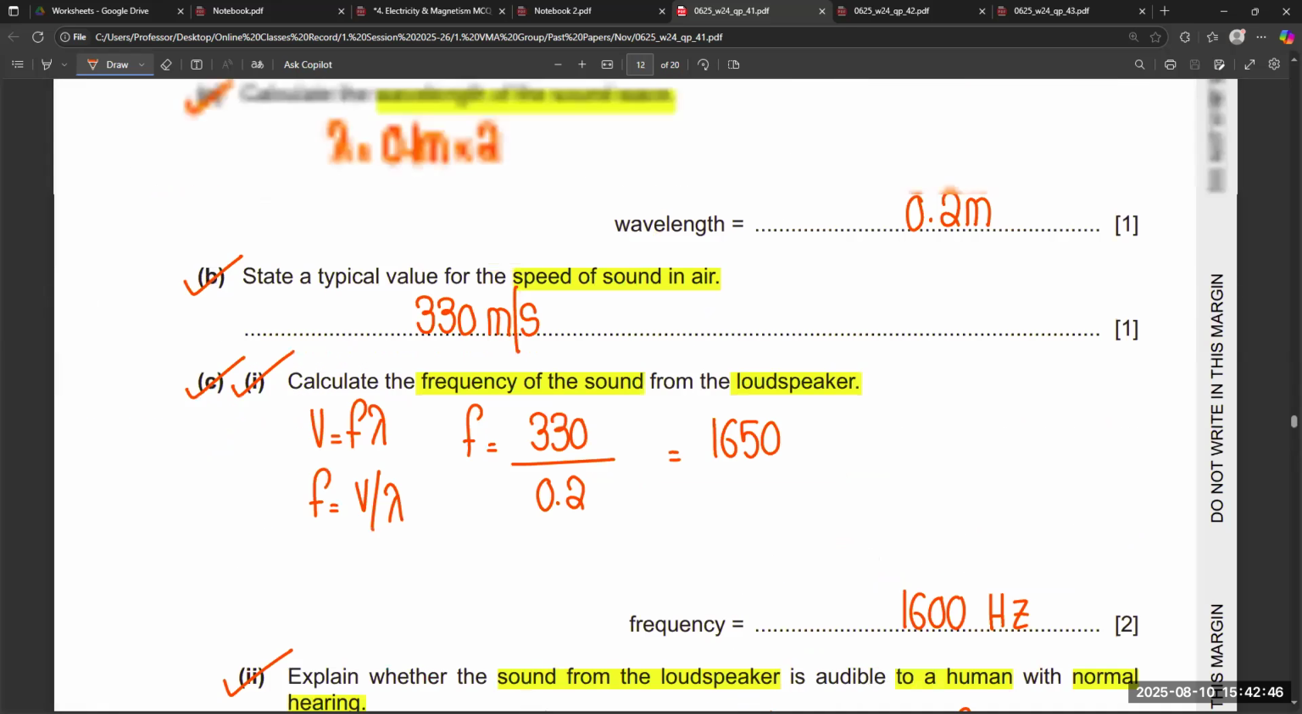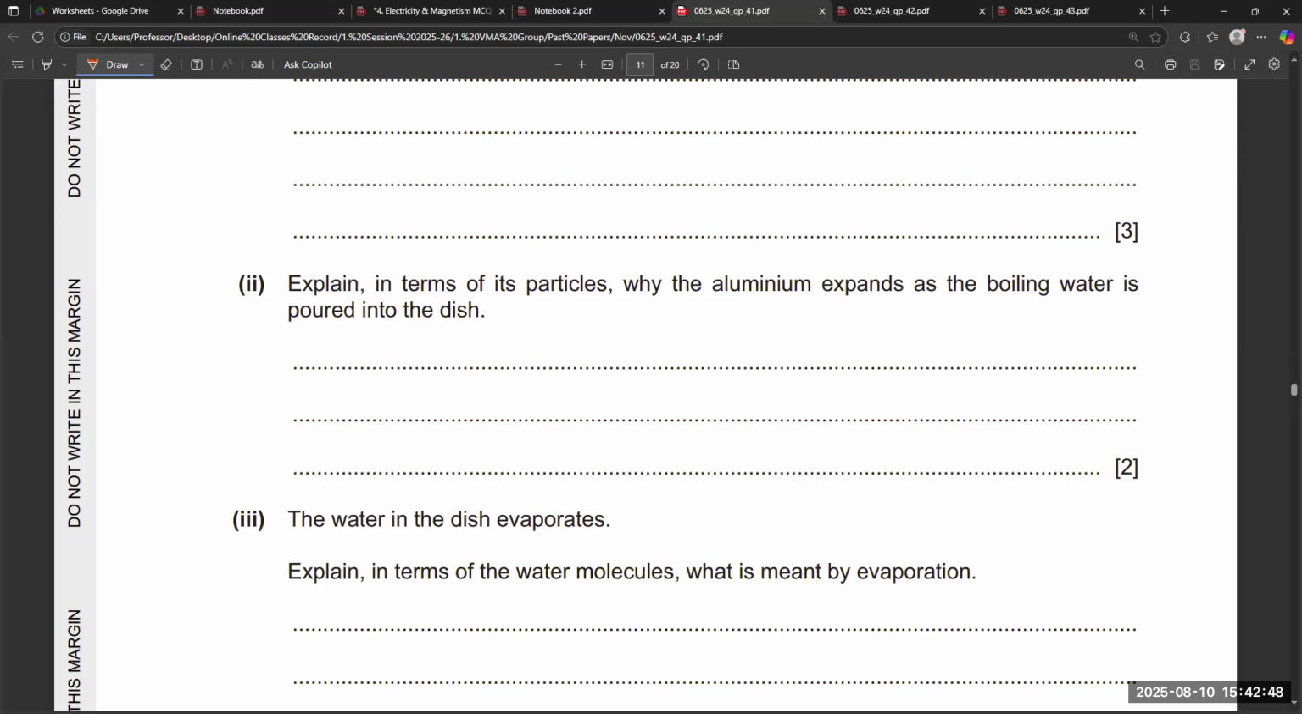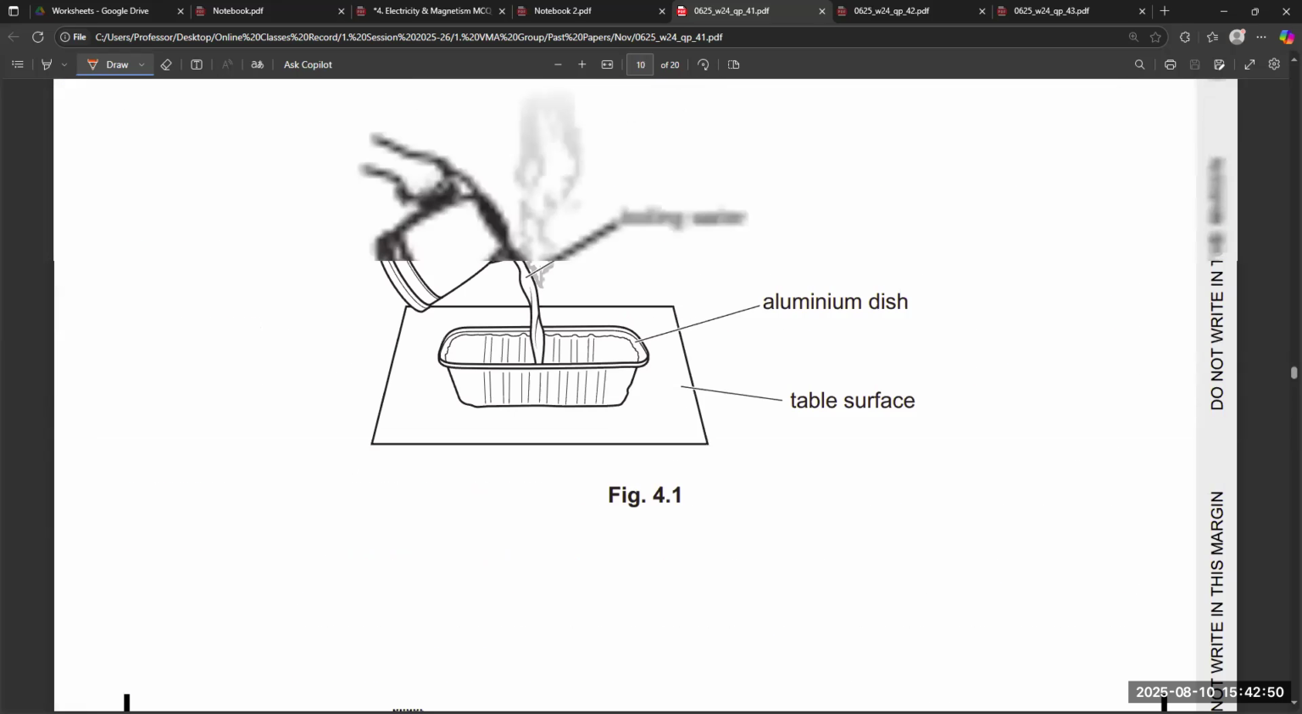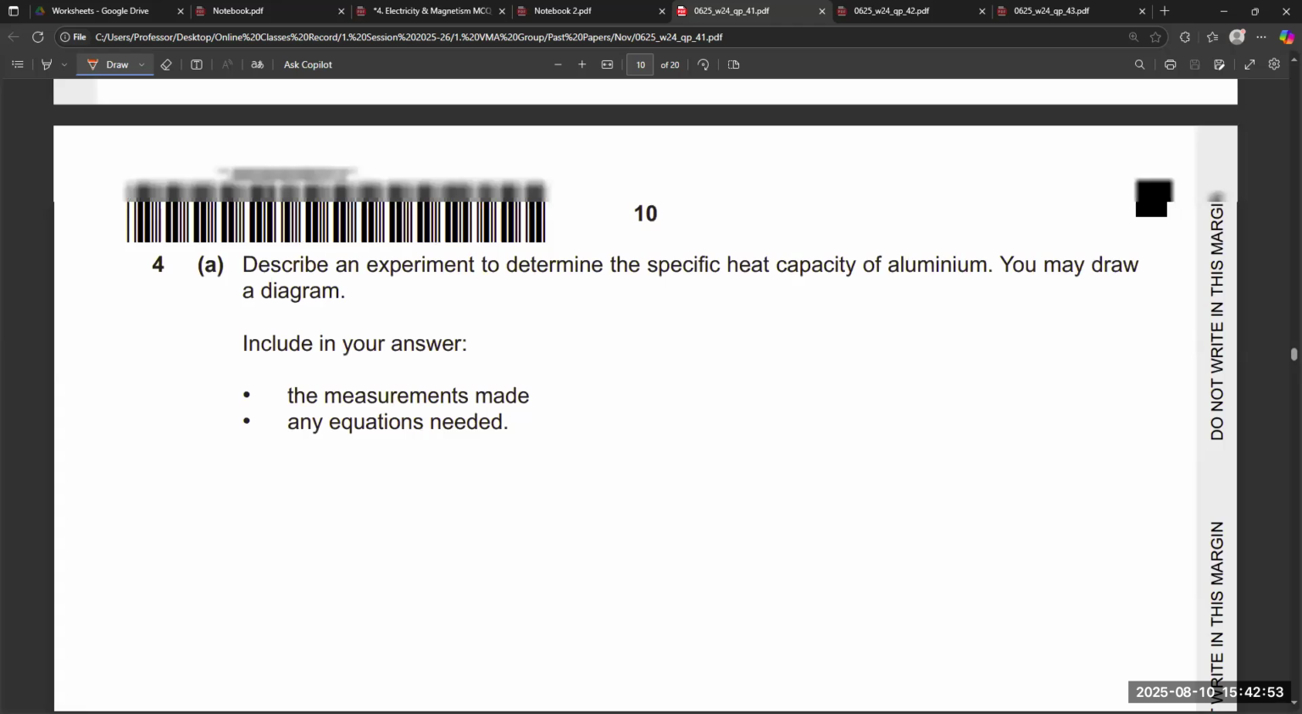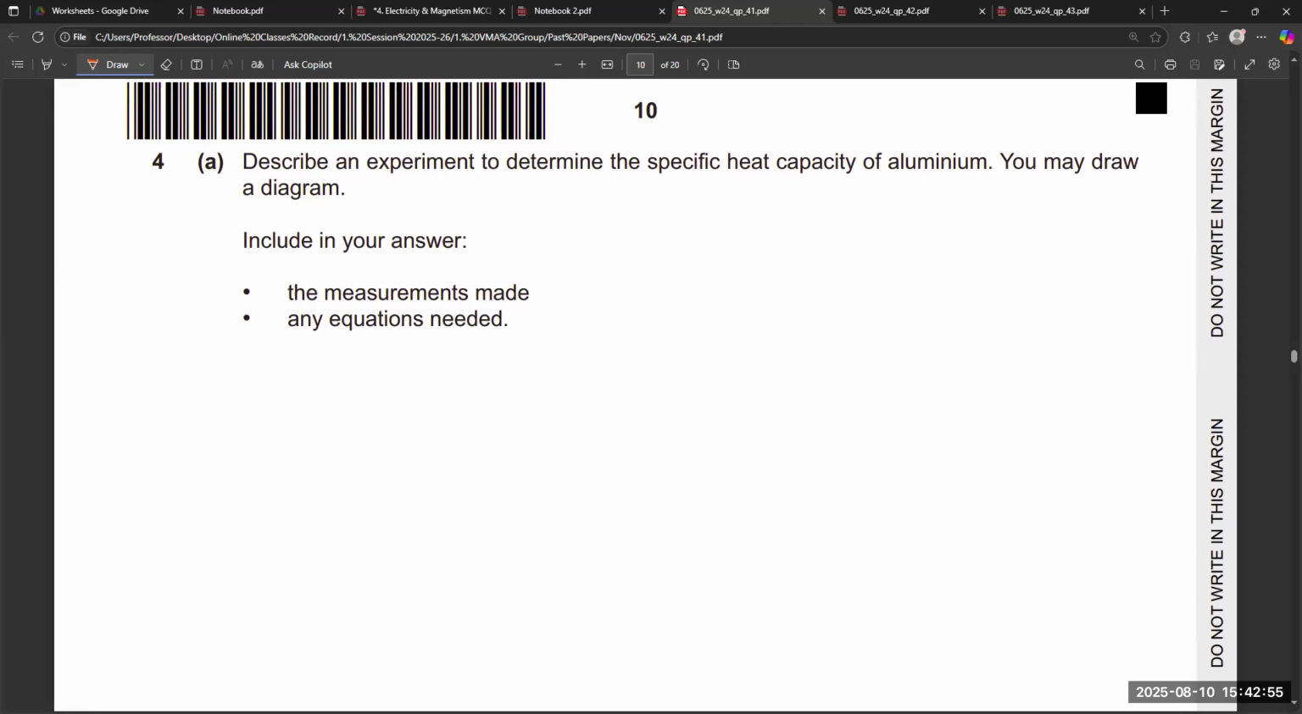And now moving towards question number 4. Question number 4 is related to thermal. Question number 4 is: describe an experiment to determine the specific heat capacity of aluminium. You may draw a diagram. Include in your answer measurements made and equations needed. So this method we already discussed in the notes. In notes we discussed we have to set up.